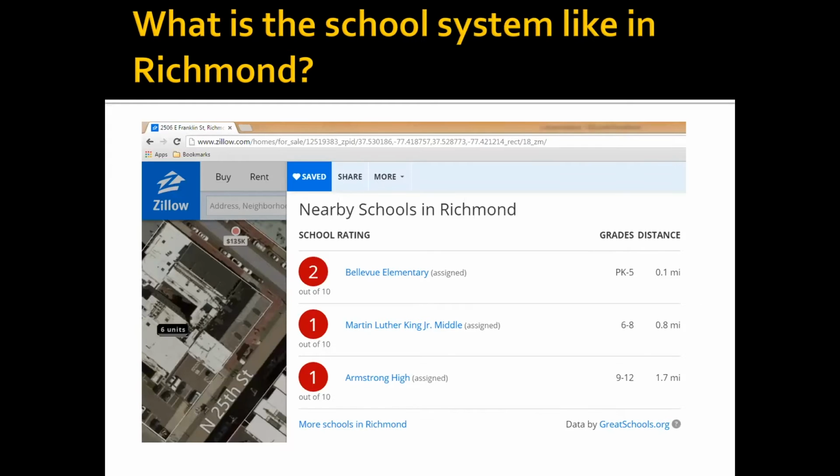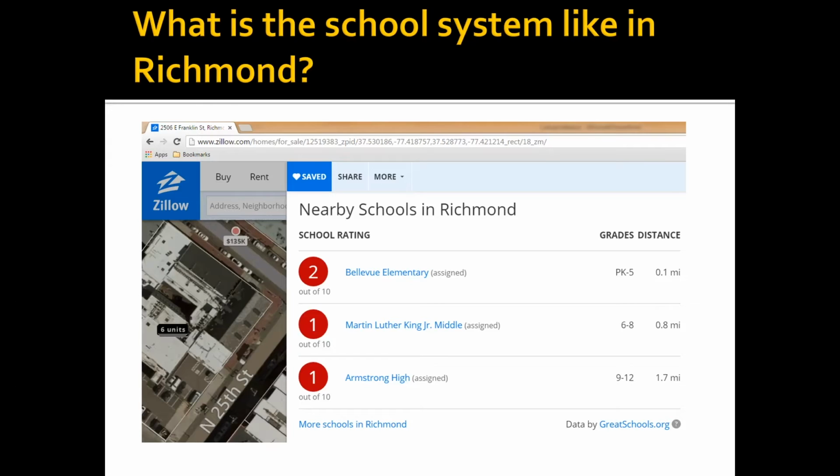So I used to live in Churchill, and these were the school systems that my house was assigned to. Bellevue Elementary, 2 out of 10. Martin Luther King Jr. Middle School, ranked 1 out of 10. Armstrong High School, ranked 1 out of 10. And of course, these school ratings, I mean, there's so much bias that goes into these things. There's standardized tests, and we know standardized tests are biased. But if we're just kind of looking holistically and making some kind of broad strokes generalization, there's something happening in the East End school system in Richmond that maybe is a little bit concerning.